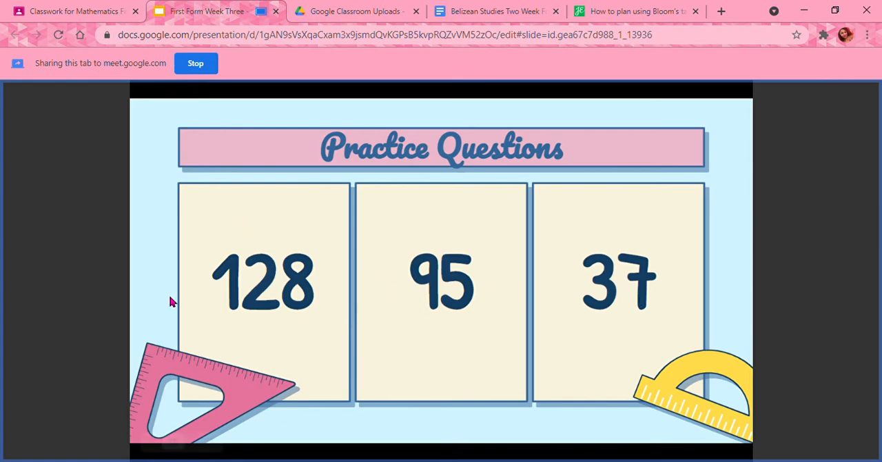These are the 3 numbers that we're going to be doing, right? I want you guys to write these 3 numbers in your notebooks because I'm going to change device so that you can see me working it. Write down the numbers 128, 95, and 37, so when I ask for the numbers, you can give them to me, okay? Has everybody written them down? 128, 95, and 37. Yes, good.